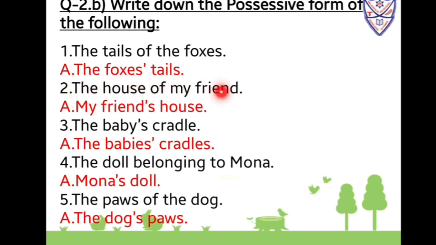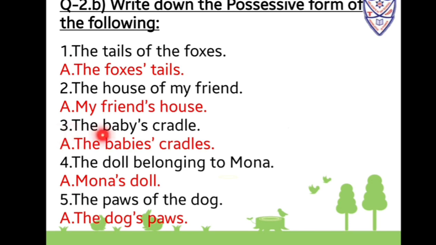Number 2, the house of my friend. So over here the answer will be my friend's house. Over here again friend is in singular form. So to show the possessive case form of a singular noun, what we will do after d, we will put apostrophe s as per rule number 1. So the answer will become my friend's house.